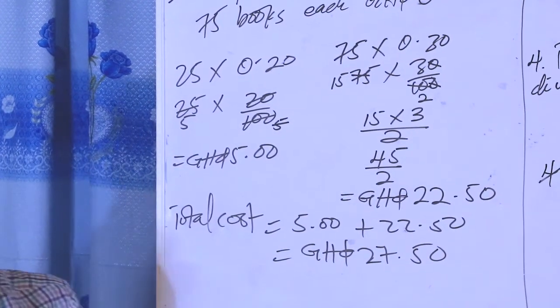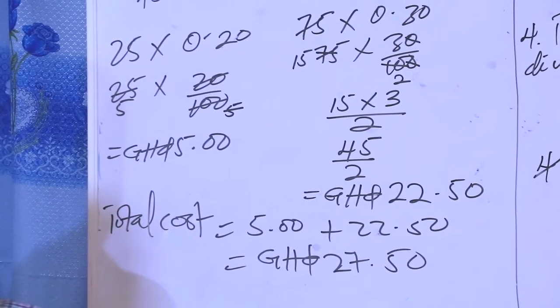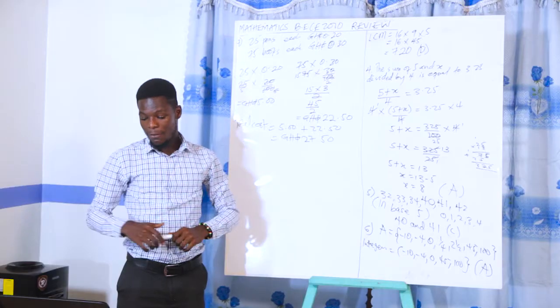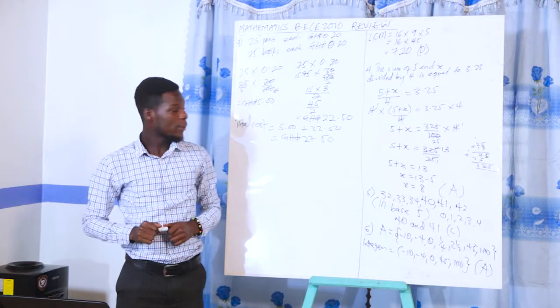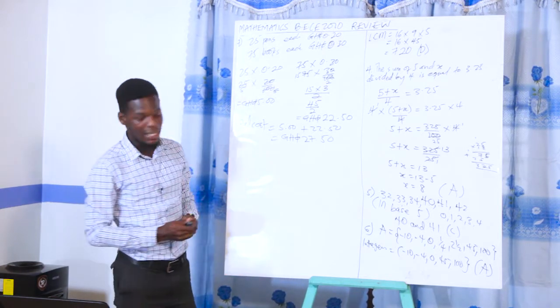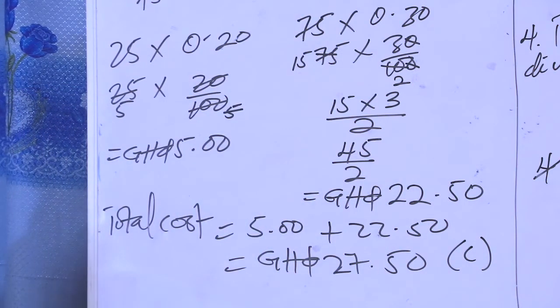Now let's get the options. Option A, 22 cedis, 50 pesewas. Option B, 23 cedis, 50 pesewas. We have option C, 27 cedis, 50 pesewas. We have option D, 50 cedis. So that means our correct answer is option C, 27 cedis, 50 pesewas.